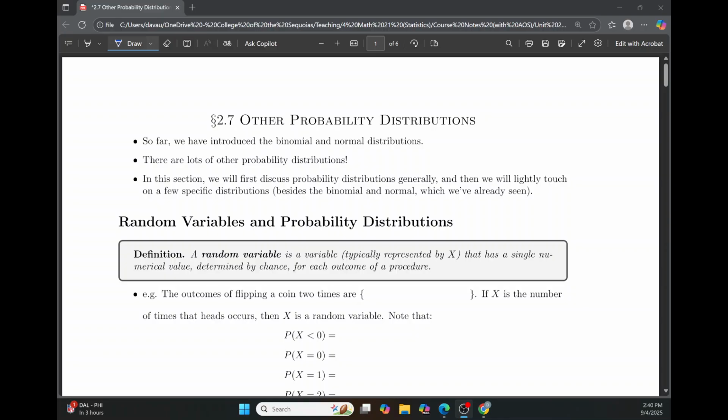In this lecture, we're going to discuss other kinds of probability distributions. We've seen the binomial distribution and the normal distribution already, but what I want to do in this section is just introduce the topic of probability distributions more generally, and then we'll talk about a couple more specific probability distributions that we haven't covered already.